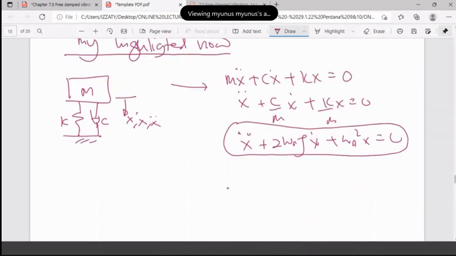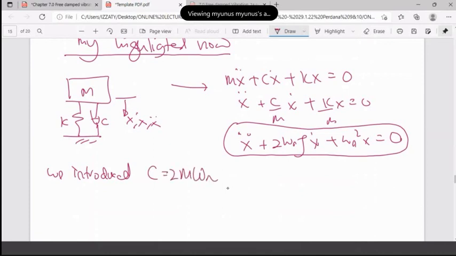So that is one. The other one we introduce is c equal to 2m omega n zeta. We also introduce that omega n equal to the square root of k by m. And that also will give you Td, there is no Tn now, equal to 2 pi by omega d.